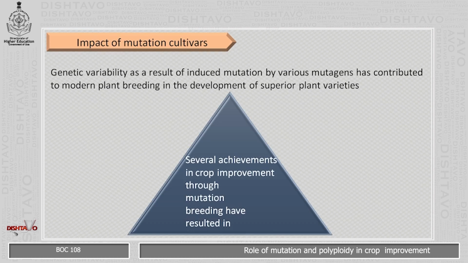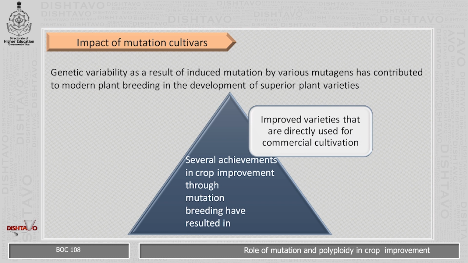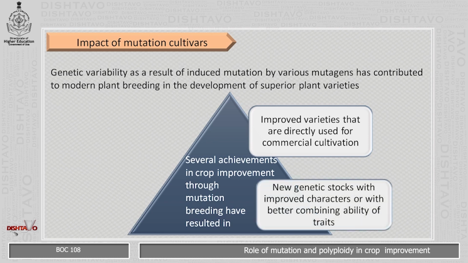Genetic variability is a result of induced mutation by various mutagens, which have contributed to modern plant breeding in the development of superior plant varieties. Several achievements in crop improvement through mutation breeding have resulted in improved varieties that are directly used for commercial cultivation, and also in new genetic stocks with improved characters with better combining ability of traits.